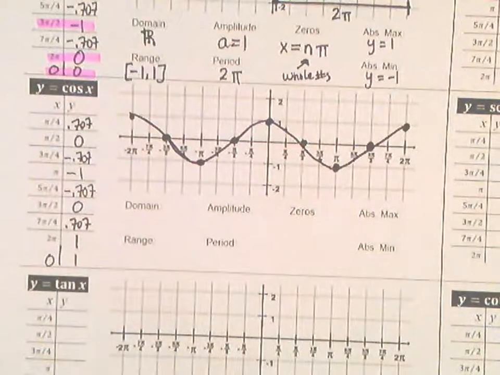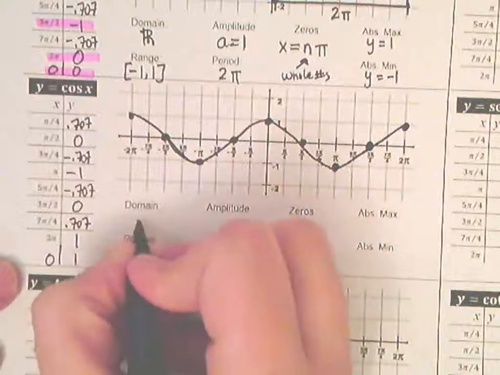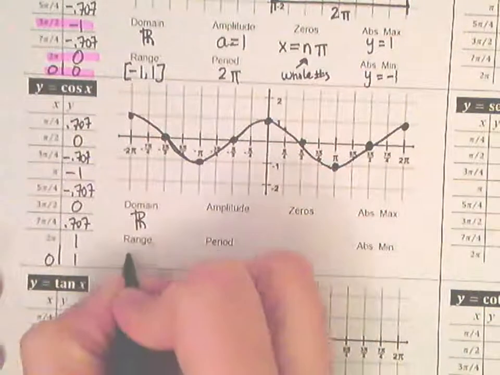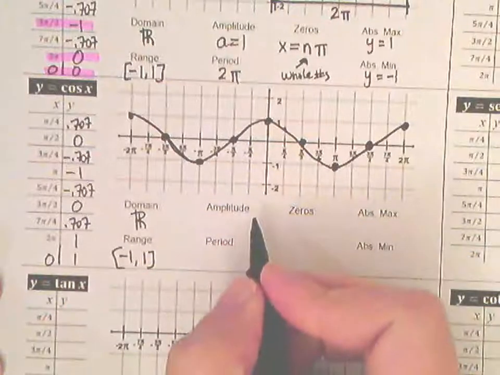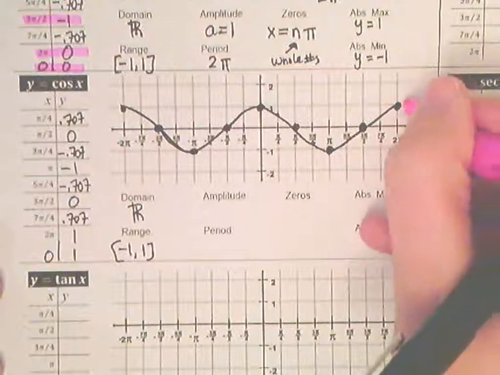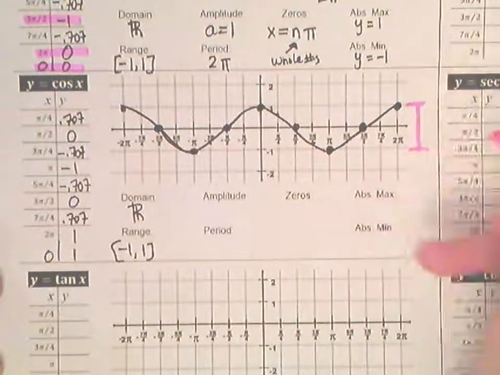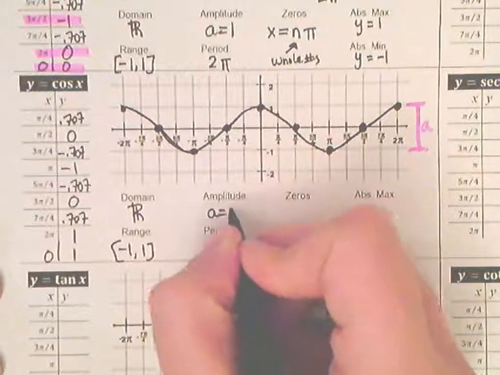All right, so now let's identify our domains and all that fun stuff. So our domain is pretty straightforward. So here the domain is all reals. The range, again, is just from negative 1 to 1. The amplitude is basically from your max to your min, what is half of that. So our A is going to be 1.